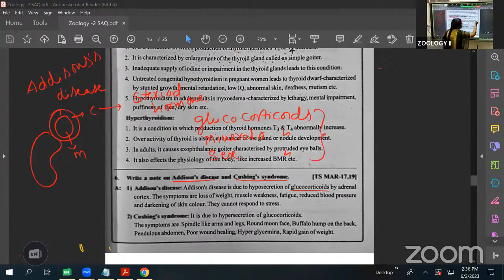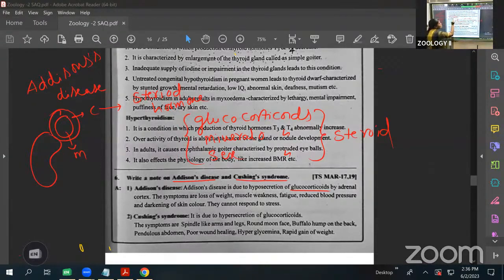They are made from cholesterol. That's why we call them steroid hormones. All the adrenal cortex hormones are synthesized from cholesterol, so we call them steroid hormones. These steroid hormones are the glucocorticoids, mineralocorticoids, and sex corticoids.